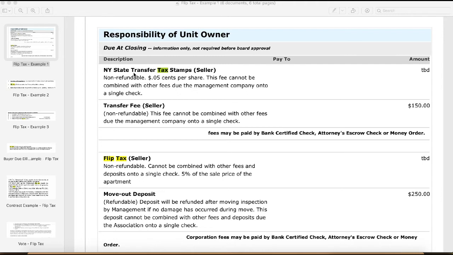The first one is what's called a New York State transfer tax on the number of shares that you have. This is a negligible fee, primarily because it's 5 cents per share. The average co-op in the city probably only has a maximum of a few hundred shares, so this can never be a meaningful amount of money. There is also in this case a transfer fee payable by the seller, a very small one-time fee, and it appears to be due at the closing.